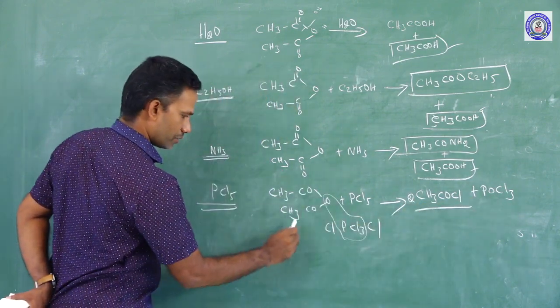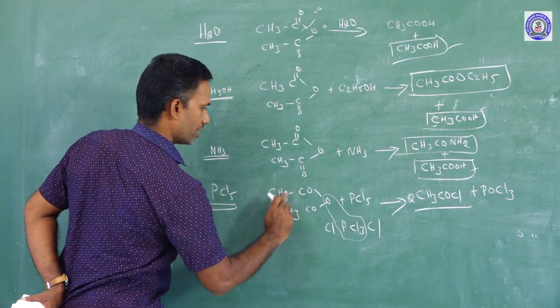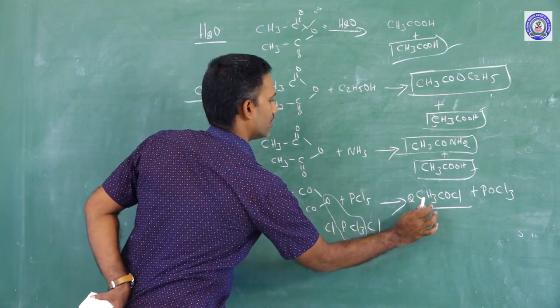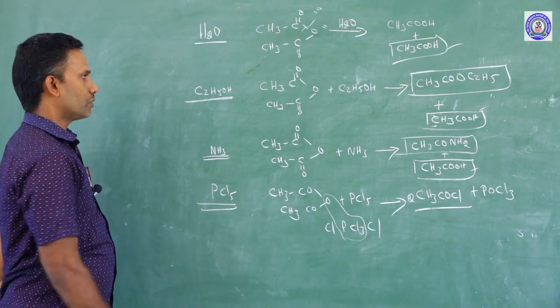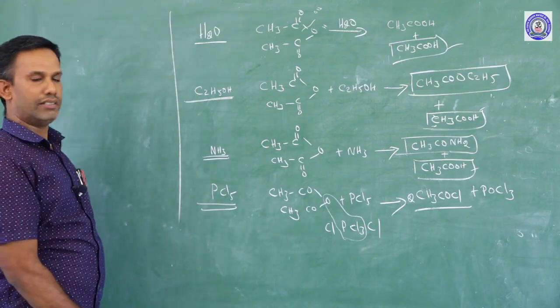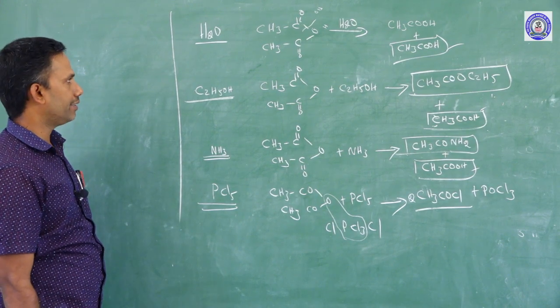POCl3. So CH3COCl, one more CH3COCl. So 2 times of CH3COCl. This is the reaction that is carried out. So these are the chemical properties of acid anhydride.